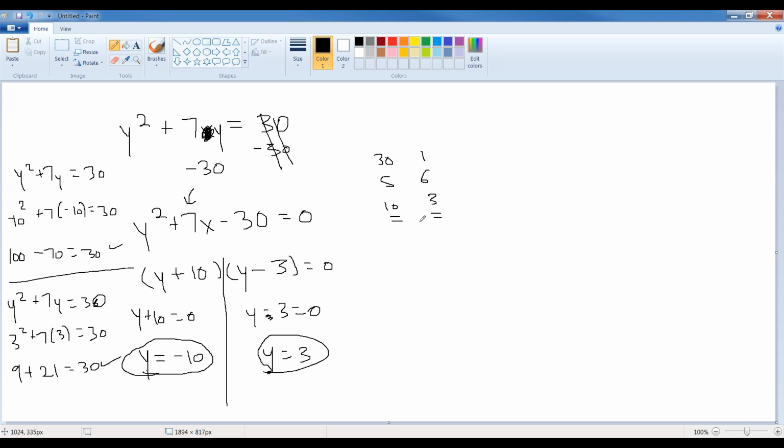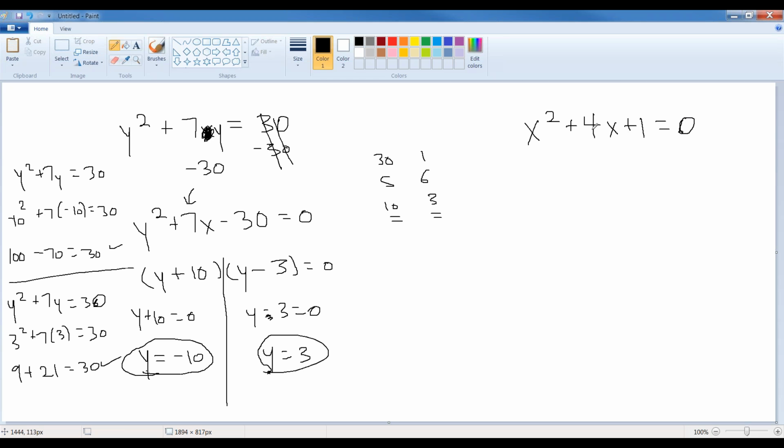If you cannot factor, sometimes you just simply can't factor for whatever reason, it just doesn't work. I'll give you an example of something that doesn't work. Let's say I've got x squared plus 4x plus 1 equals 0. Now, this is simply not going to work. There's no way to factor this.